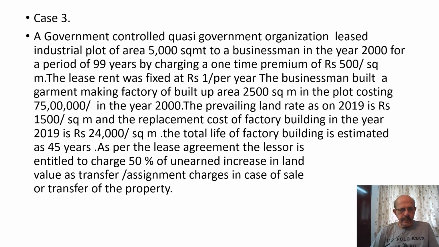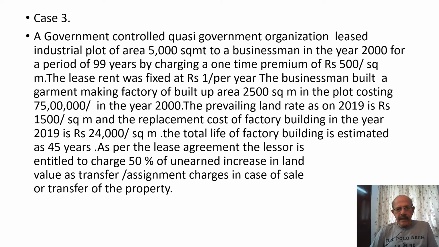Case 3. A government-controlled quasi-government organization leased an industrial plot of area 5,000 square meter to a businessman in the year 2000 for a period of 99 years by charging a one-time premium of rupees 500 per square meter. The lease rent was fixed at rupees 1 per year. This businessman built a garment making factory of built-up area of 2,500 square meter in the plot costing 75 lakhs in the year 2000.